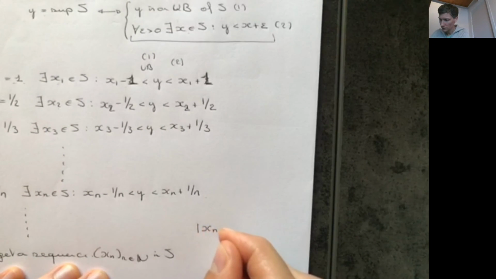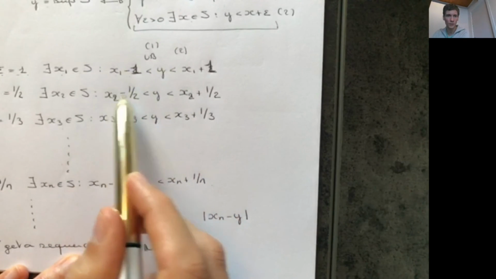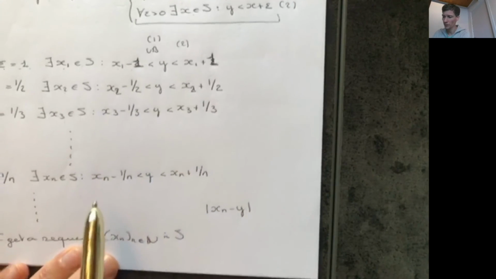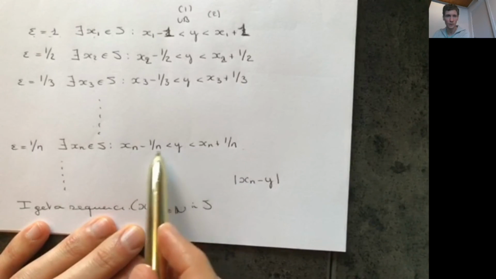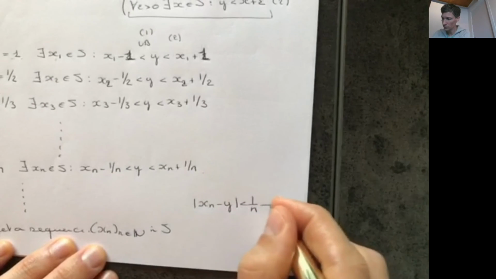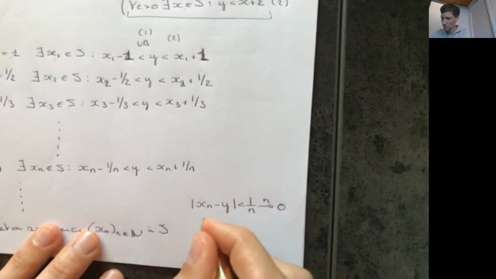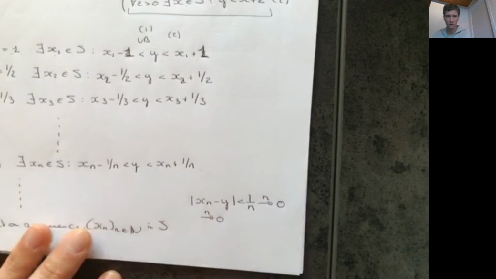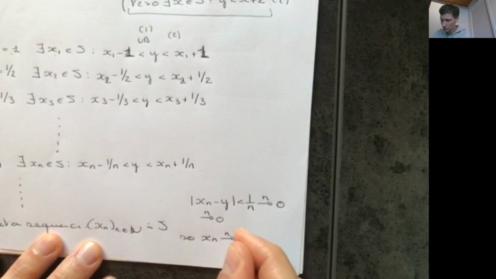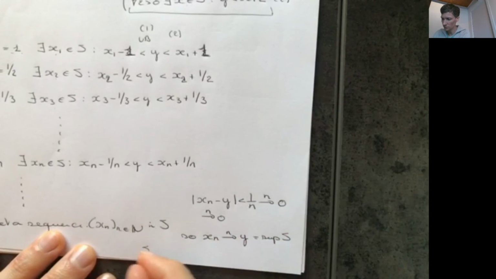And xn minus y, right? The distance between x1 and y is smaller than 1. Distance between x2 and y is smaller than 1/2. Distance between x3 and y is smaller than 1/3. So in general, the distance between xn and y is smaller than 1 over n. Okay, and this 1 over n, if n goes very big, converges to 0. So by the convergence lemma, we know that xn minus y goes to 0. So xn converges to y, which is equal to the supremum of S, remember.